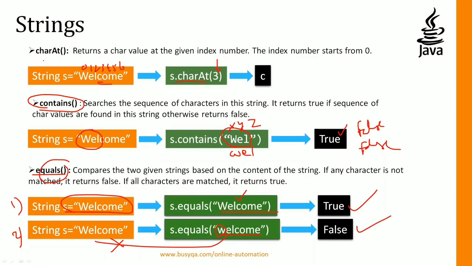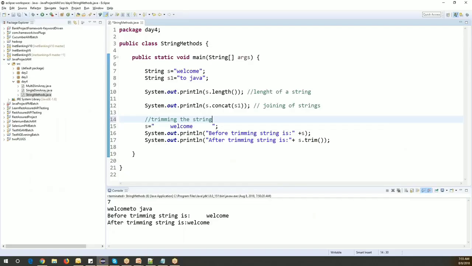So let us see these methods: charAt, contains, equals, equalsIgnoreCase. There are four methods. Now let us see how this will go.